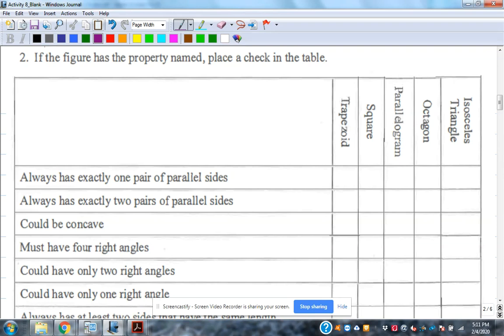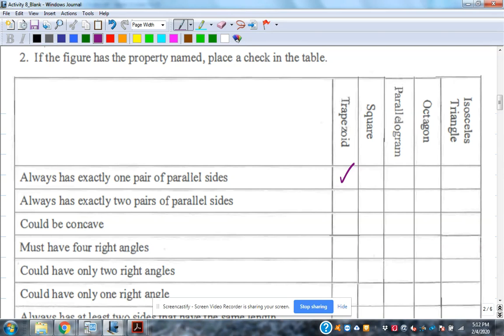All right. Statement: always has exactly 1 pair of parallel sides. So that means never not that way. Which of those shapes, every single time you draw a trapezoid, does it have one pair of parallel sides? Yes. Okay. When you draw a square, does it always have exactly one pair of parallel sides? It has two pairs. That's not exactly one pair. Oh, gotcha.